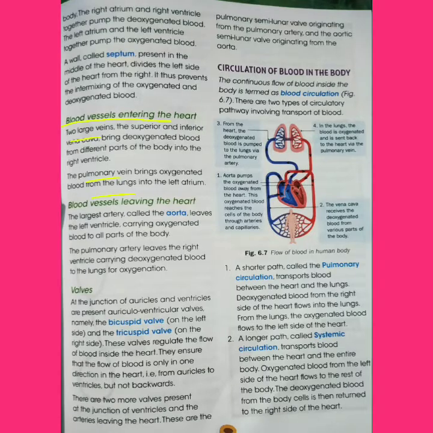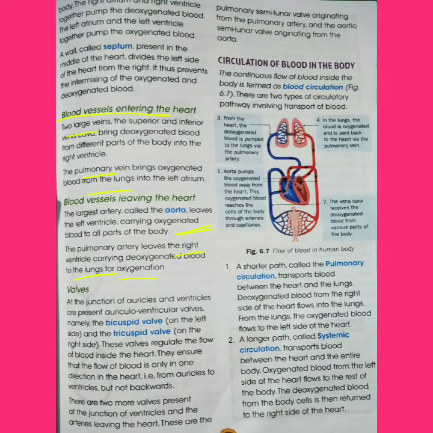Which blood vessels leave the heart? The first one is the largest artery called aorta that leaves the left ventricle carrying oxygenated blood to all body parts, and another one is pulmonary artery that leaves the right ventricle carrying deoxygenated blood to the lungs. For what? For oxygenation.